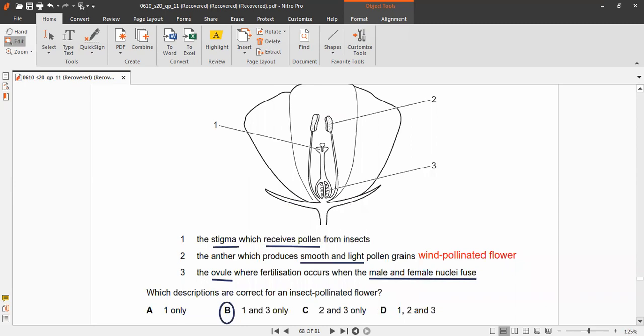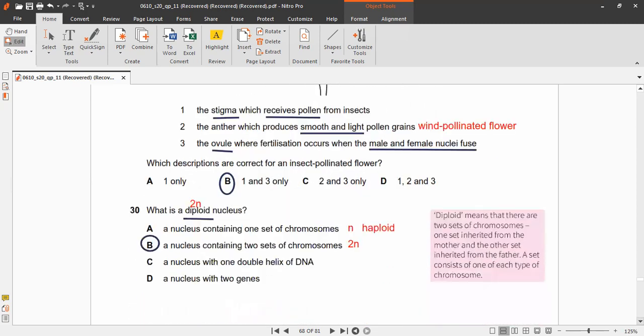Insect pollinated flower, yes, number 1 and 3 only. Stigma which receives pollen from insects, and ovule where fertilization occurs when the male and female nuclei fuse. But number 2 is not correct. The anther which produces smooth and light pollen, this is for wind pollination. What is a diploid nucleus? A diploid nucleus means a nucleus containing 2 sets of chromosomes, one set from the mother and one set from the father.